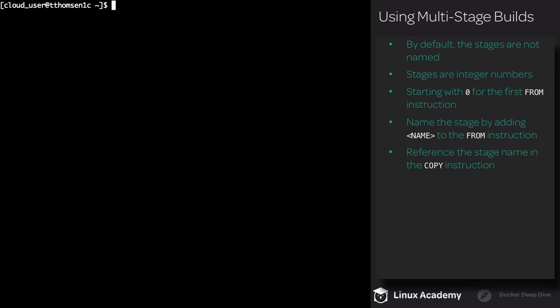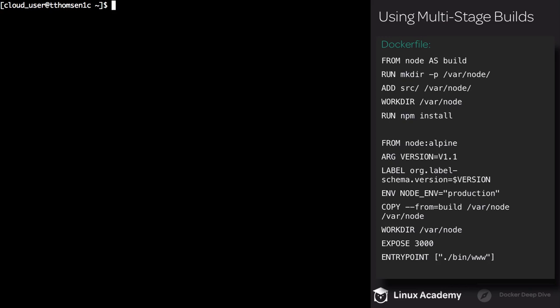Before we get started, there's a few things we need to know. By default, stages are not named. Stages are numbered using integers, starting with 0. For example, the FROM instruction for the build stage will be 0. We can name the stages. Using the FROM instruction, we can add AS name, with name being an arbitrary value that you can set. Finally, when we copy our build artifact, we need to make sure that we reference the build stage.